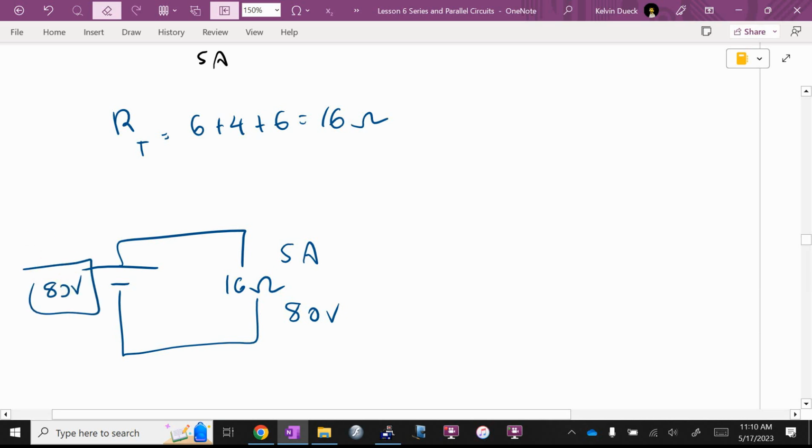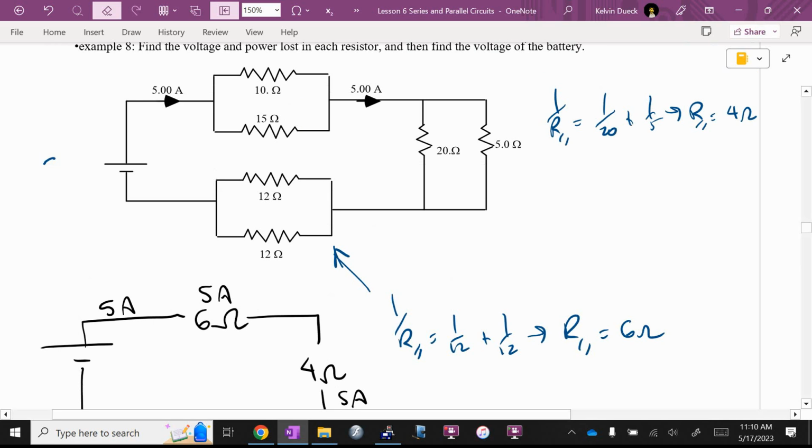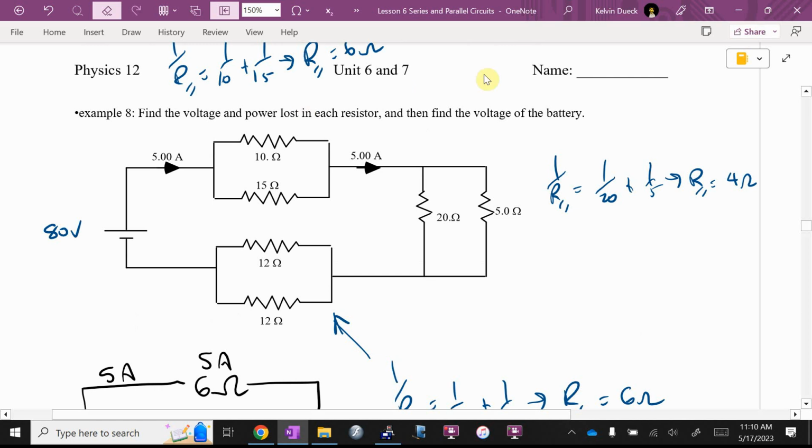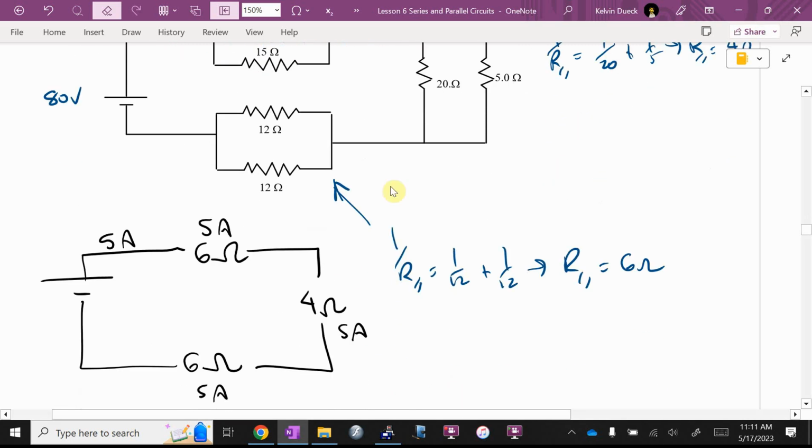Okay, so I'll go label that in my original way up here. 80 volts. So I actually found the voltage of the battery first, even though they asked for it last. Now the voltage and power lost in each resistor. Oh, okay.